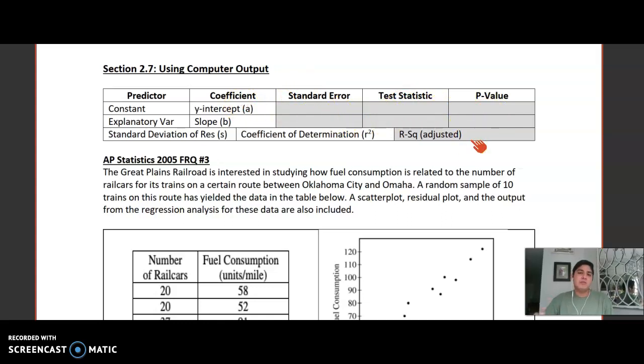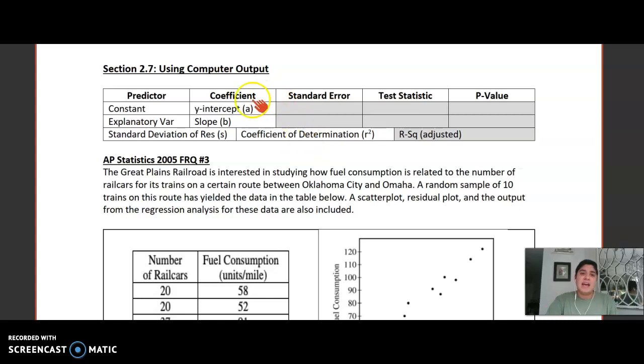In our later unit, we'll talk more about it. But for now, we're just going to focus on these few spots. So our constant is going to represent the y-intercept. Our explanatory variable will be the slope. We'll have the standard deviation of the residuals and the coefficient of determination. From the coefficient of determination, I can also calculate the correlation coefficient. So that's going to be 1, 2, 3, 4, 5 different interpretations there.